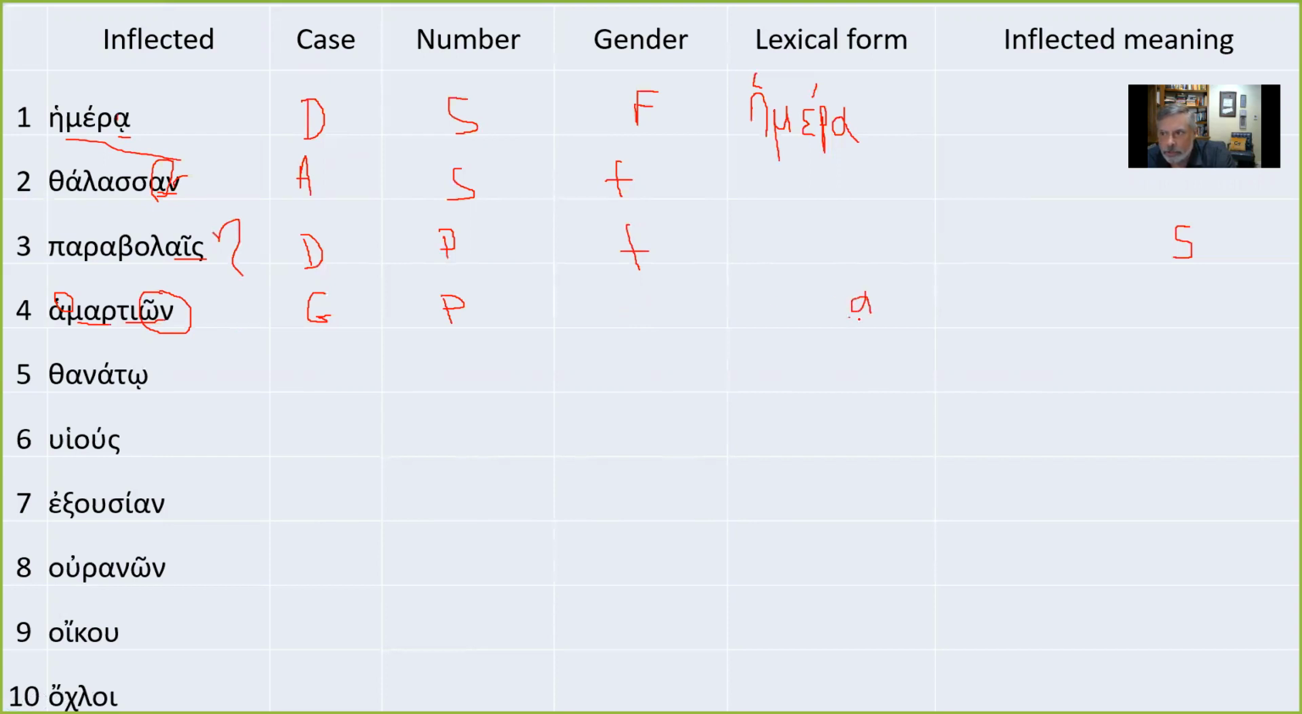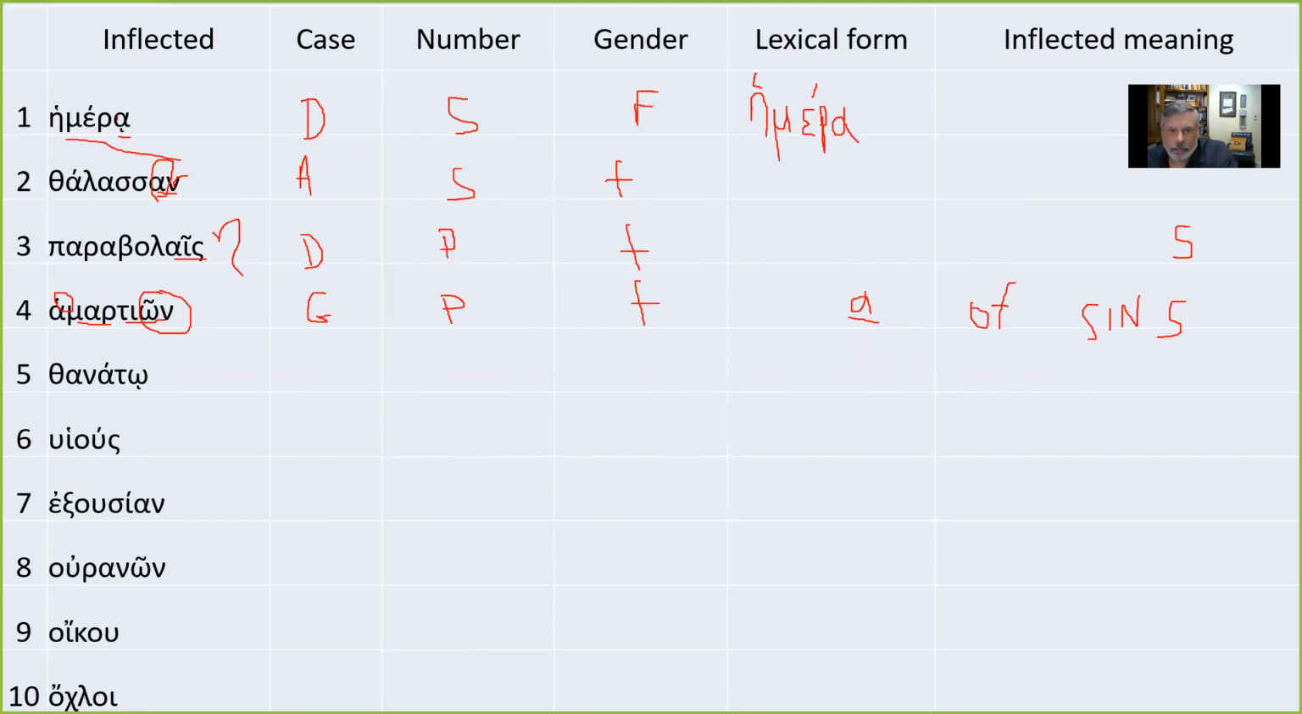And what do we say? That stem ending with an alpha is a feminine. So that's a first declension word, but it's a feminine. And so it is a genitive, so it will generally be of sins. And let's don't forget that it's a plural, so let's don't forget to say sins. S-I-N-S. And it's supposed to be an S, but it looks like a 5.